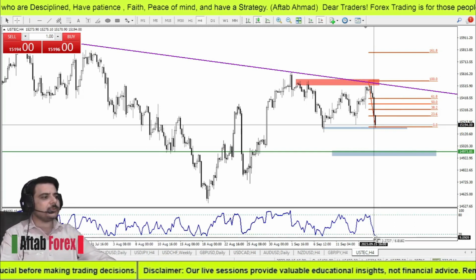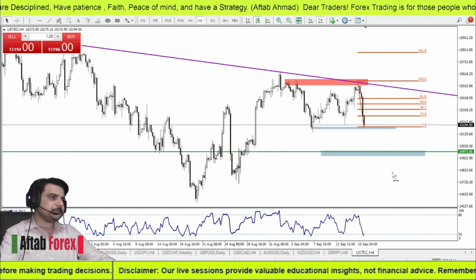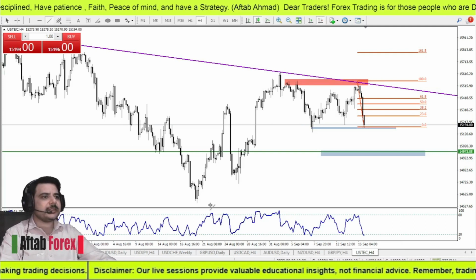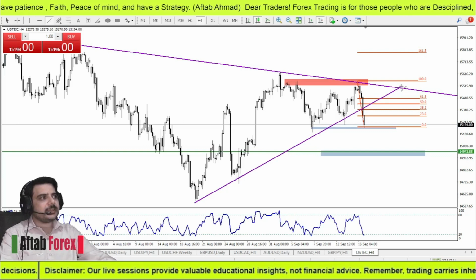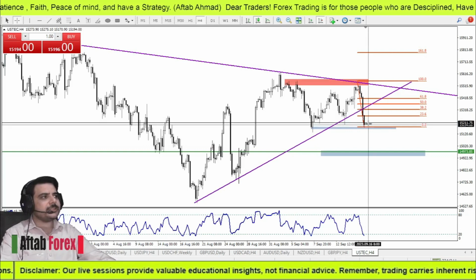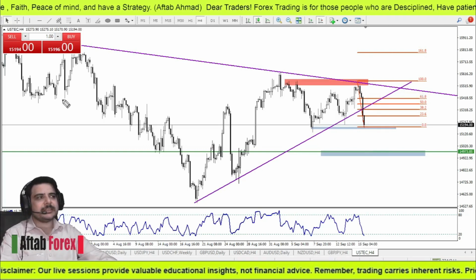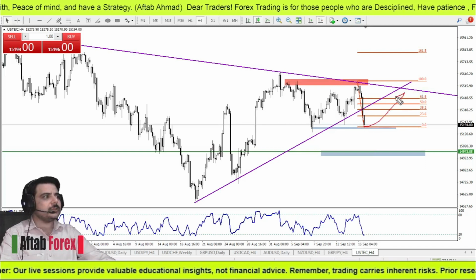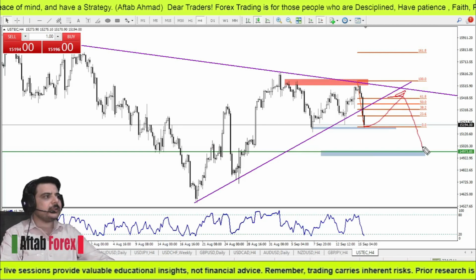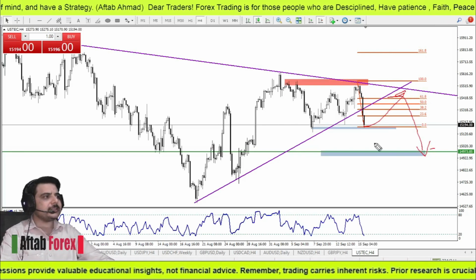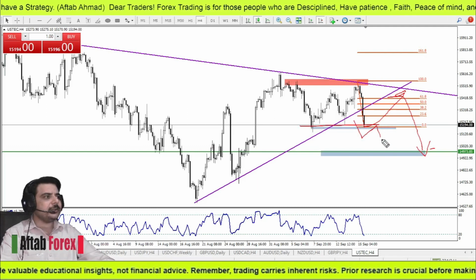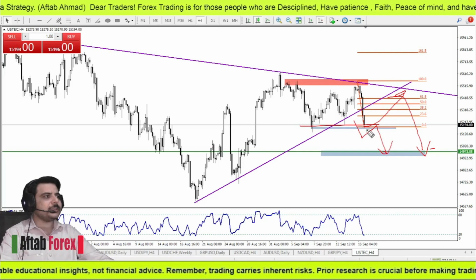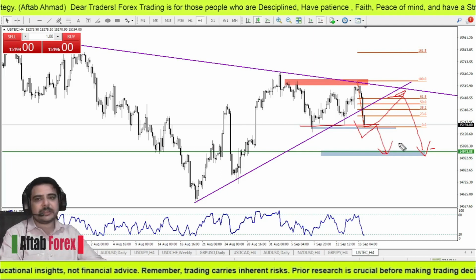RSI is also below 20, and this trend line I want to draw your attention to is broken as well. So there is a good chance the market will retest the previous zone 61, and then it will drop towards 14,973. And if it drops from here, I think a breakout retest, and then this will be the situation. So very simple it is.